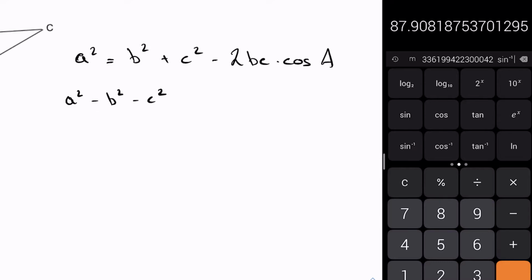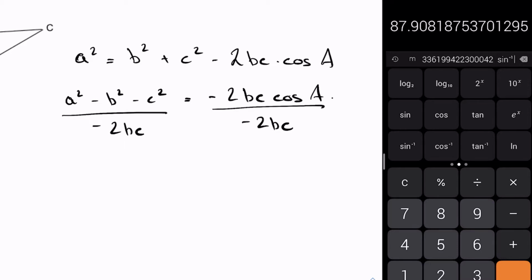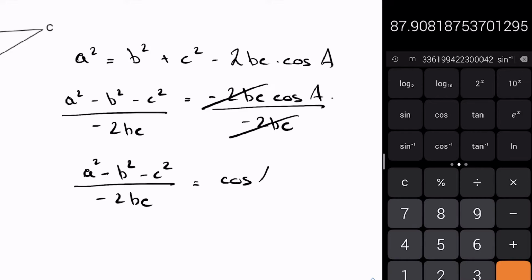Well, I won't do that yet. I moved the b squared and the c squared over, and I'll just write that in. Next, I'm going to divide everything by negative 2bc, and this will cancel out, and I'm left with a squared minus b squared minus c squared over negative 2bc equals cosine of A.